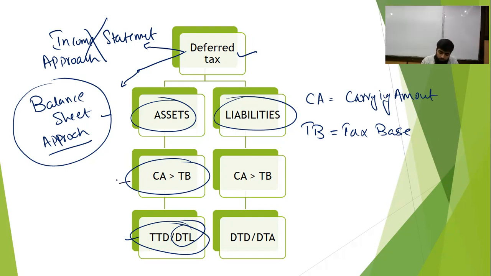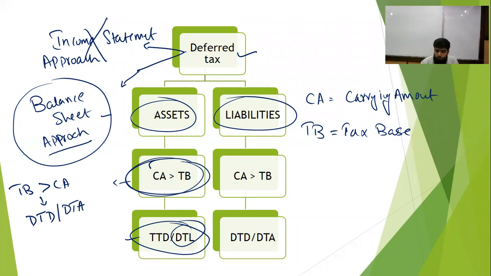But vice versa, if tax base is greater than carrying amount, you just learn one rule, and by reversing it, you will get the answer for the other case. If tax base is greater than carrying amount, it will not be a TTD, it will be a deductible temporary difference. It will save you in future. So let's record the asset right now. It means now the deferred tax asset will be recorded.